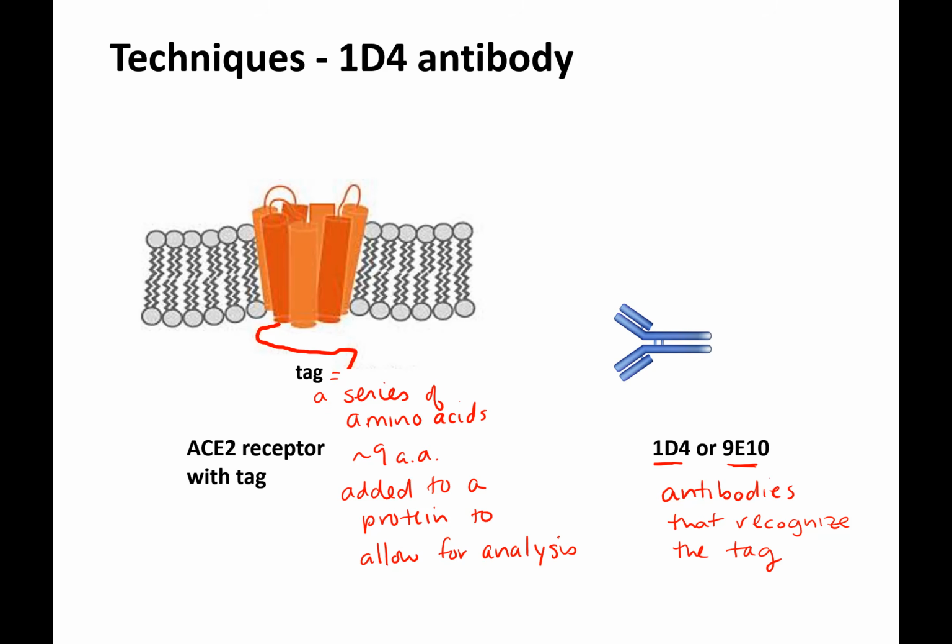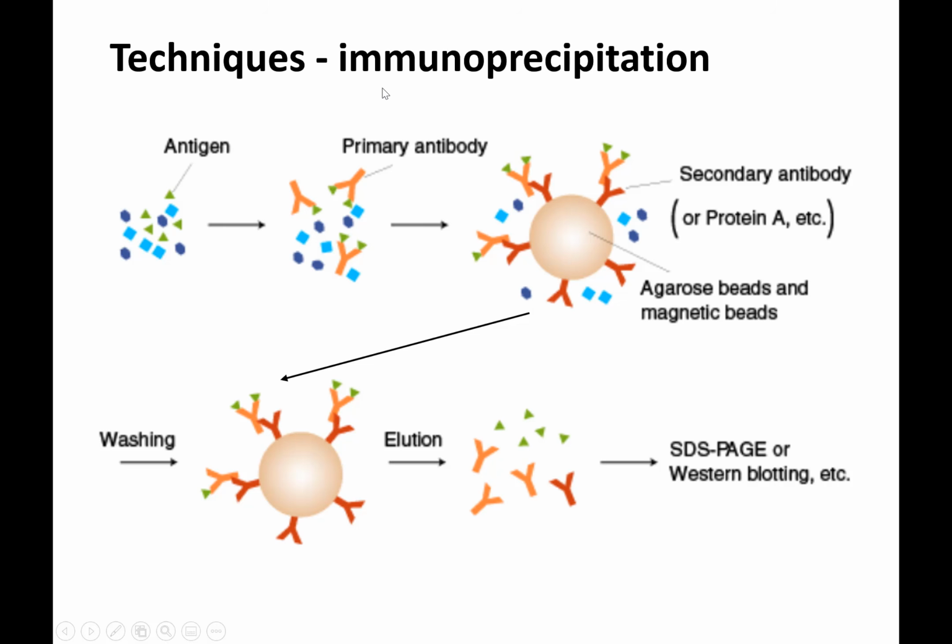It's just a way that we can have an antibody bind to this tag so we can see what the receptor interacts with. So the big picture here is we're looking at protein-protein interactions. So one way to do that is called an immunoprecipitation. Whenever you see the word immuno, this means antibody. Precipitation means to pull out of solution.